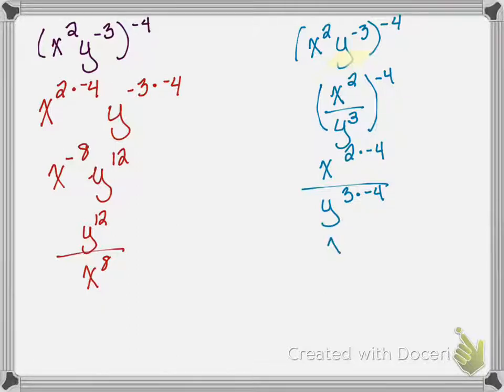So now I have x to the negative 8 and y to the negative 12. So now what do I have to do? Switch them. Okay, so I'm going to have to switch back. So I have y to the 12th in the numerator, x to the 8th in the denominator.